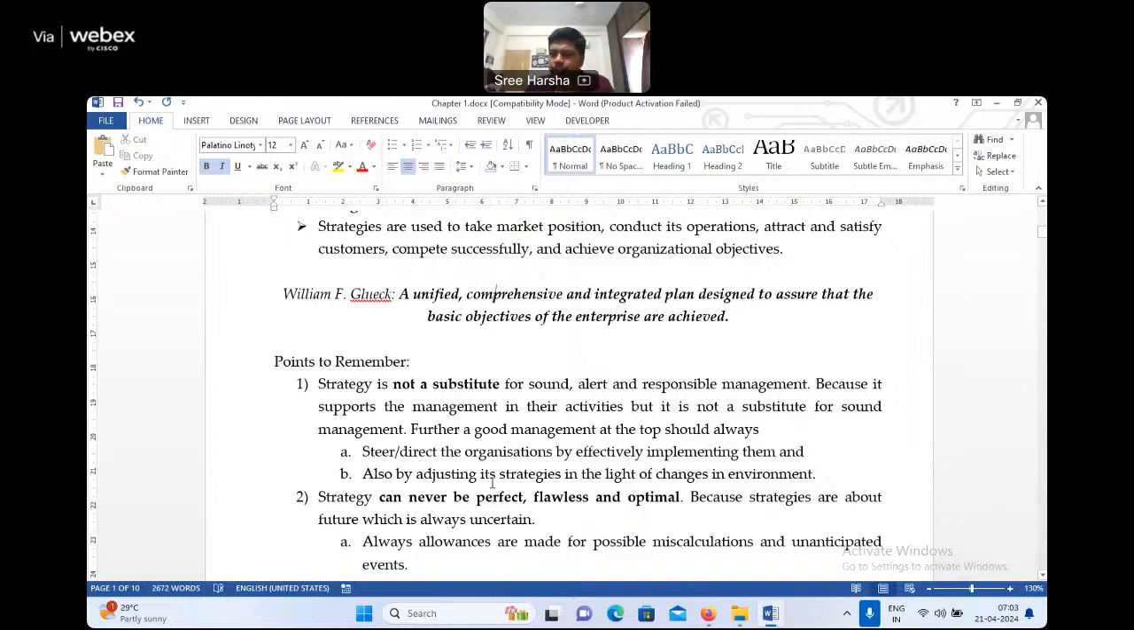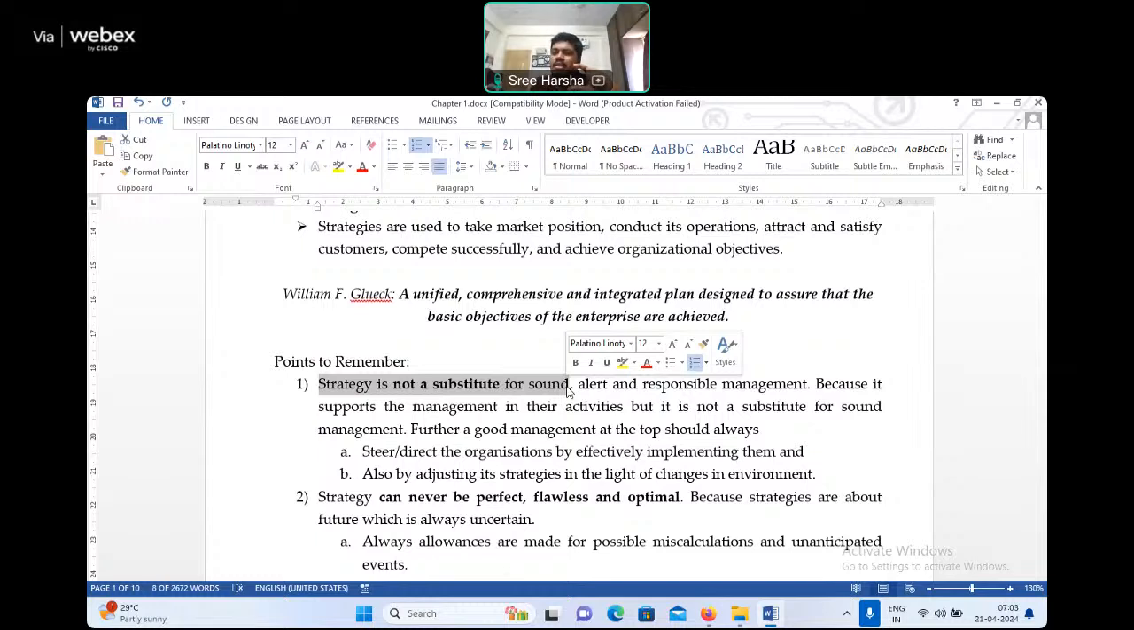From examination perspective, there are certain true or false statements which will be very important based on the basis of strategy. Definition is one part. There will be certain true or false or objective based questions which will be very important. See, whether strategy is a substitute for management. Can you say that if Mukesh Ambani formulates a good strategy for Reliance, can Mukesh Ambani leave the organization? Can he resign from the organization and then go on?